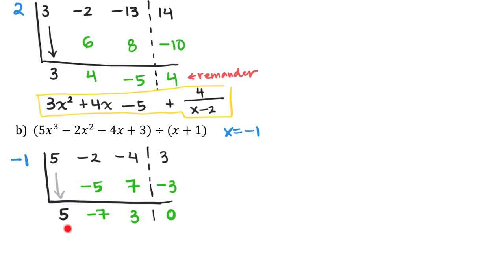This represents the coefficients of my polynomial. I'm going to go backwards. This is my constant, my x, and my x squared. So this must be 5x squared minus 7x plus 3. Since there's no remainder, I'm not gonna put any mixed fraction.